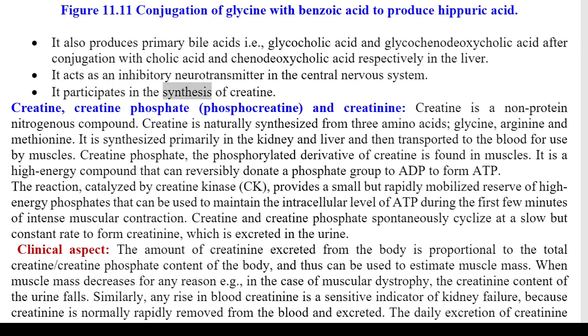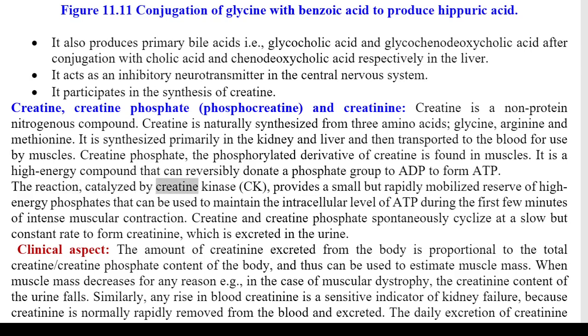It participates in the synthesis of creatine. Creatine, creatine phosphate, phosphocreatine, and creatinine. Creatine is a non-protein nitrogenous compound. Creatine is naturally synthesized from 3 amino acids, glycine, arginine, and methionine. It is synthesized primarily in the kidney and liver and then transported to the blood for use by muscles. Creatine phosphate, the phosphorylated derivative of creatine, is found in muscles. It is a high-energy compound that can reversibly donate a phosphate group to ADP to form ATP.